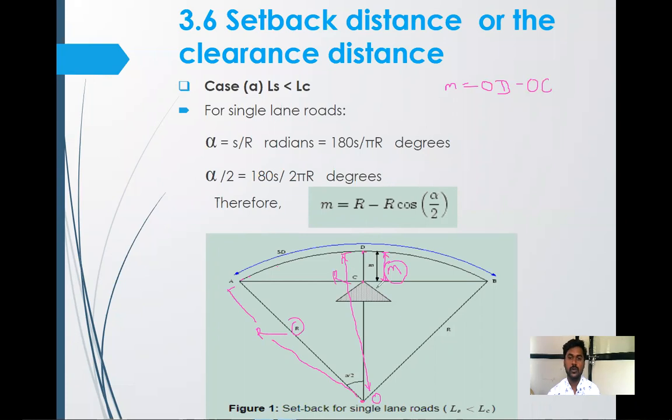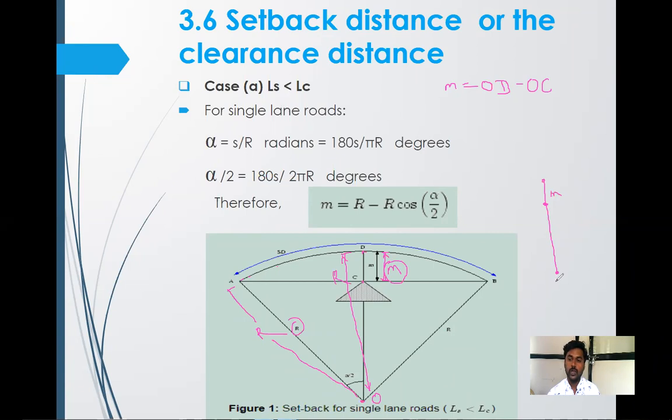See here in the curve, this is the total radius r, and we have to calculate only this much distance as m, the setback distance. So how can we calculate? Total distance r minus OC. This is the radius r from the center point to here, and this much is the distance m that we have to calculate.